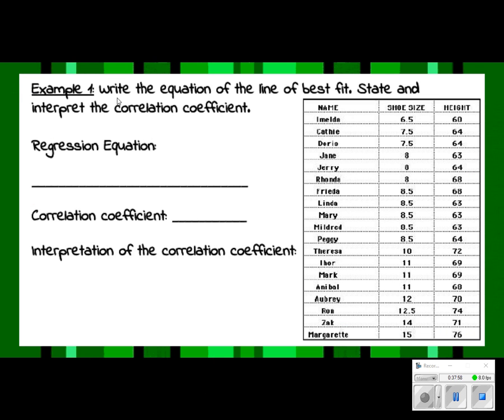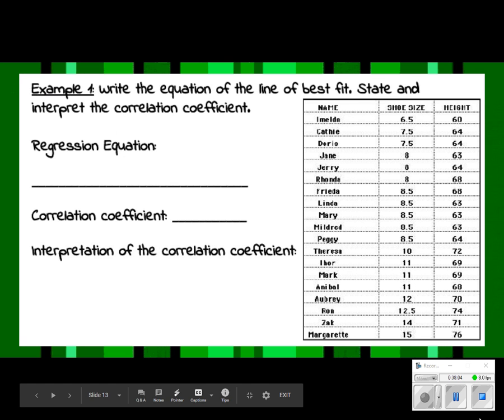All right, so we're going to write the equation of the line of best fit, state and interpret the correlation coefficient. So here we have a whole bunch of data. So what I'm going to do is I'm going to type it in my calculator, and you can pause the video, and when you unpause the video, I should be ready to go with my stuff in my table.